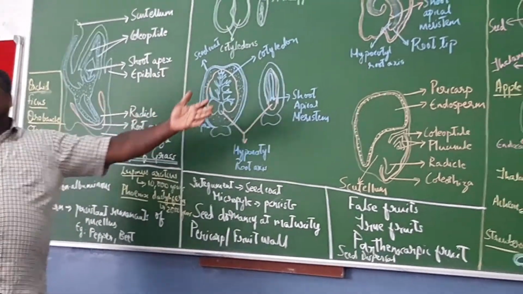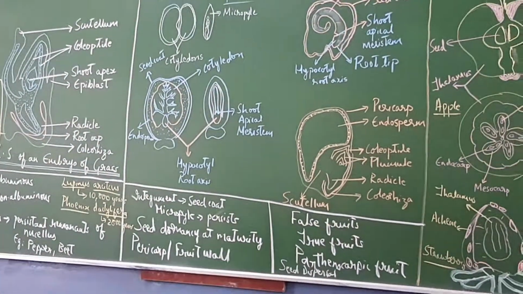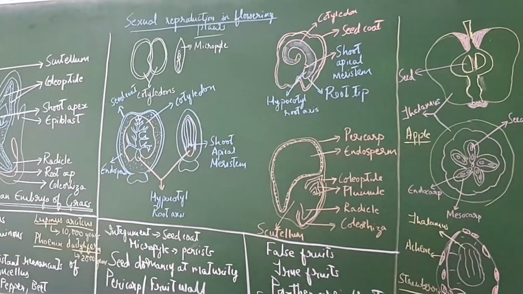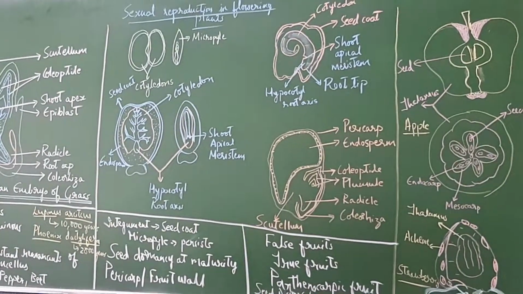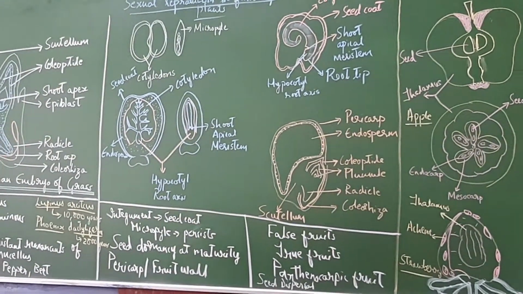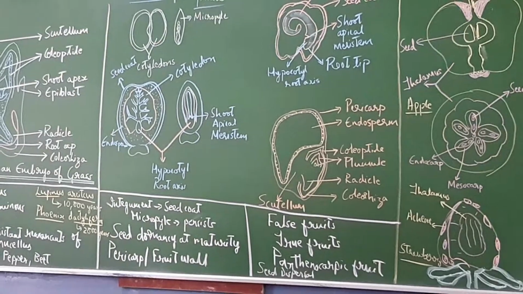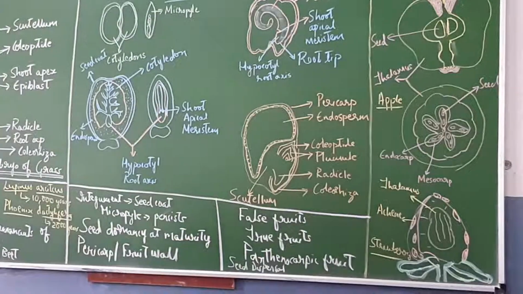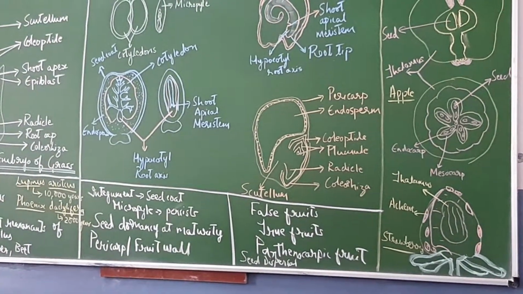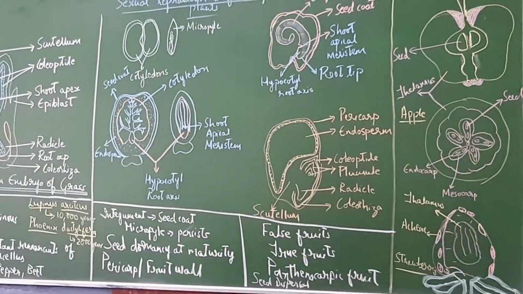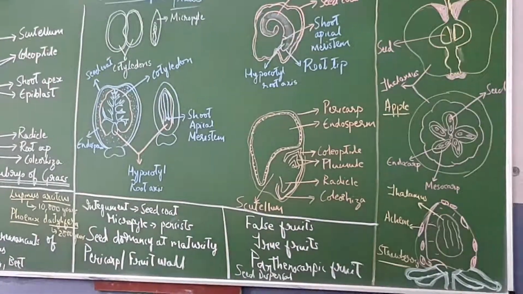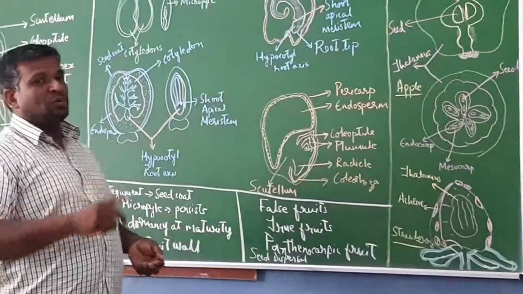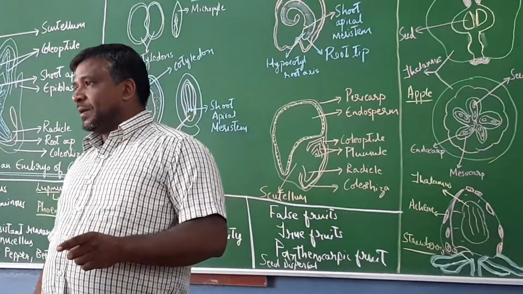Now when we come to the changes that happen after fertilization, what are the changes? The sepals and petals wither away. They dry and wither away. The ovary develops to form the fruit. The ovule develops to form the seed. Okay. The zygote develops to form the embryo. And the primary endosperm nucleus develops to form the endosperm. So the fate of these products after fertilization, we should remember. What is a seed? Fertilized ovule. What is a fruit? Fertilized ovary.